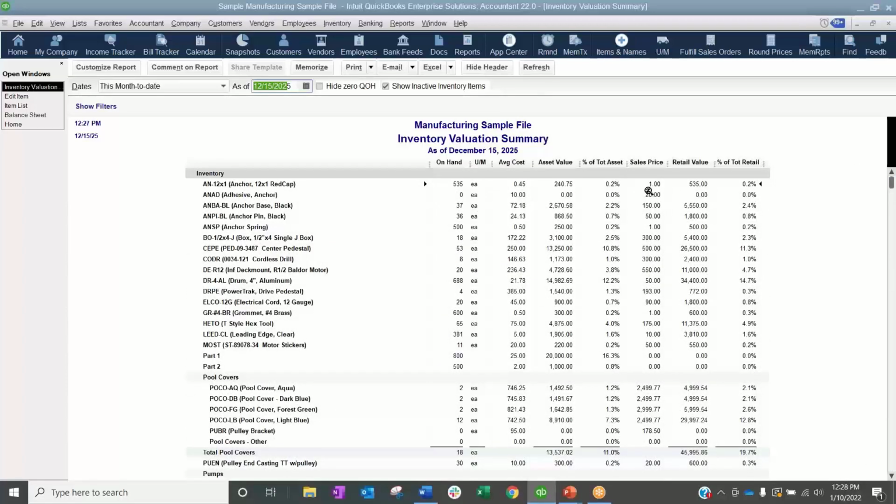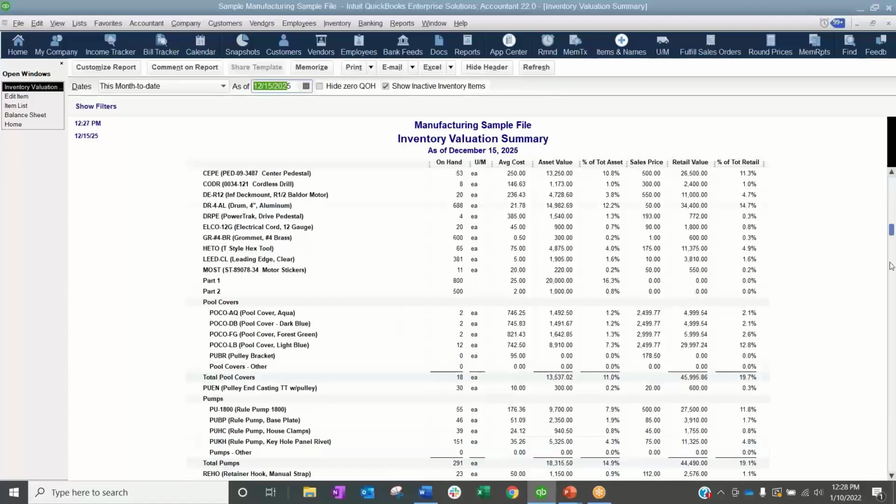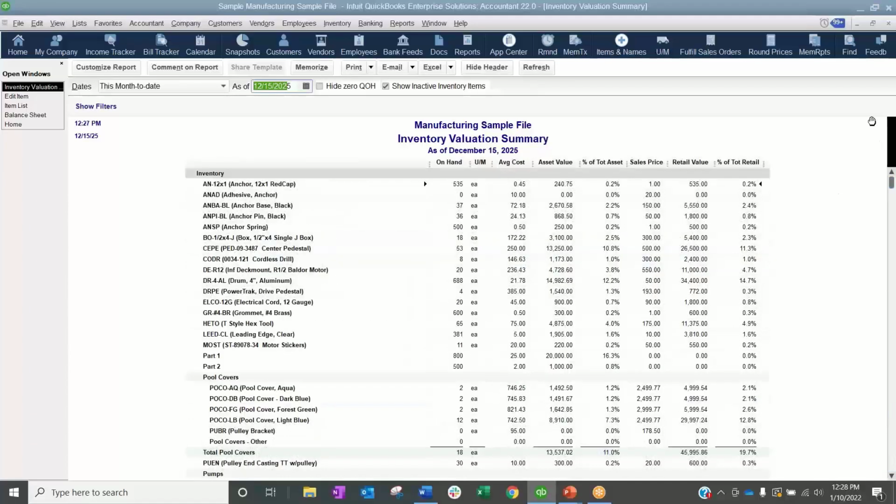Sales price, so that is pulling from the item card. What's our retail value, right? So it's taking 37 times 150 with the retail value. And what's the percentage of retail value? So if I look at the overall retail value for all these items, what percentage does it hold? A lot of times people don't use these last two columns, but it's important to know why they're there.